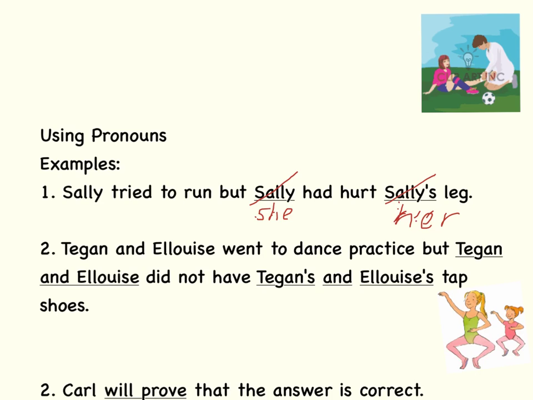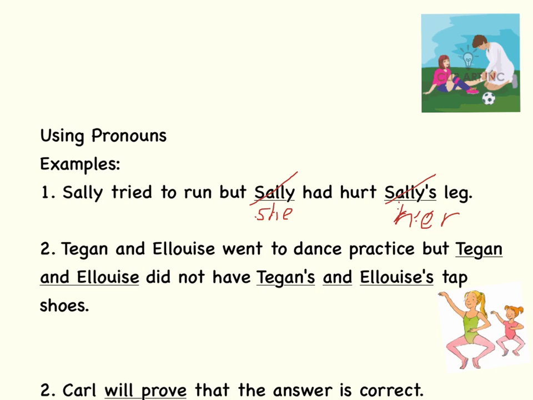Let's have a look at number two. Tegan and Eloise went to dance practice, but Tegan and Eloise did not have Tegan's and Eloise's tap shoes. Again, it's long and drawn out, and we can make that much more simple with the use of some pronouns. So let's try and change it. Firstly, you can see that we've underlined Tegan and Eloise and Tegan's and Eloise's. So we're going to put some lines through there straight away.